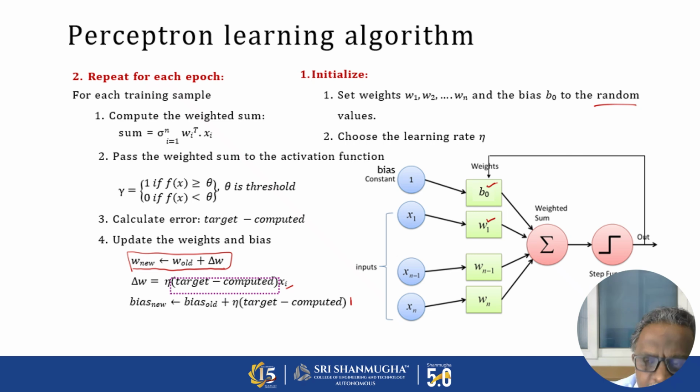The learning rate is basically used in the neural network system, which helps us decide how quickly the model learns. So that's where the learning rate is important. Target is basically our actual output. The computed one is whatever we are going to predict after the activation.